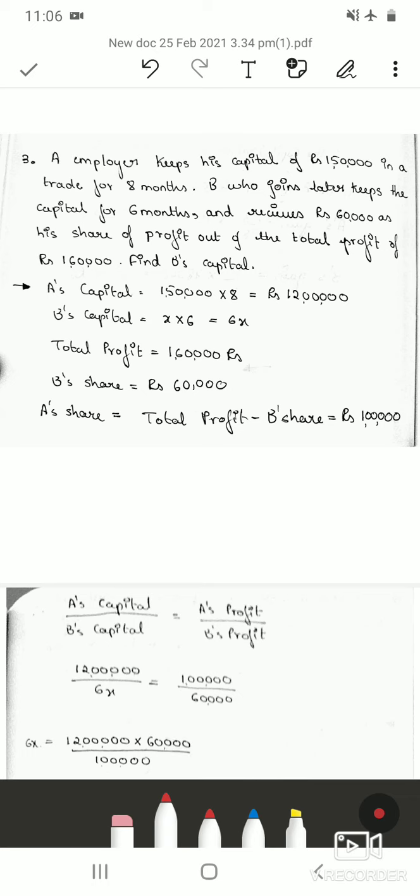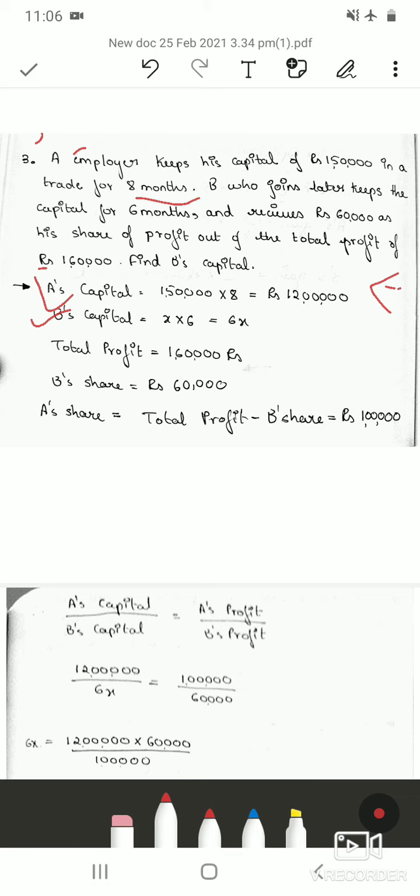So initially they have given A, the partner, keeps his capital of rupees 1,50,000 for 8 months. So A's capital will be 1,50,000 into 8, which is 12 lakhs.